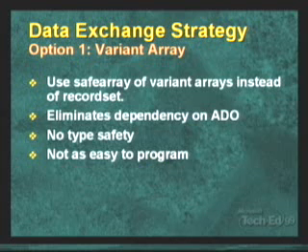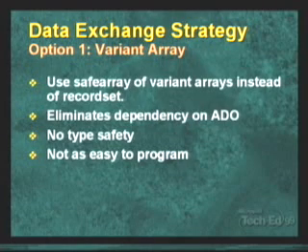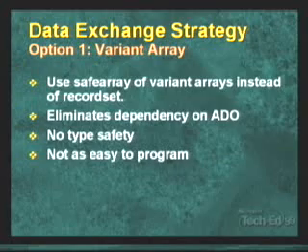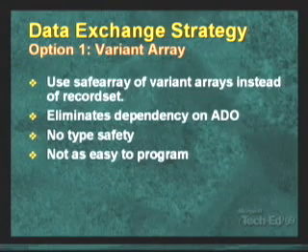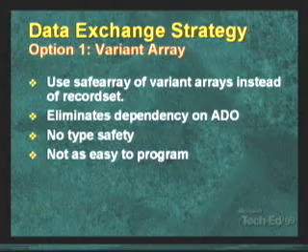I think the worst part of using variant arrays, though, is there's absolutely no type checking. You have to implement all the type checking yourself. And so it's really easy to pass the information along in a format that you're not going to be able to store in the database, for example. And it's not as easy to program, particularly if you're a C++ programmer. Dealing with variants and safe arrays is really a pain.